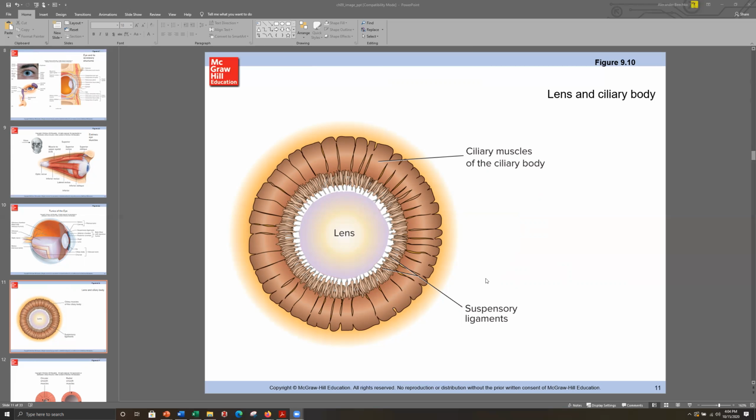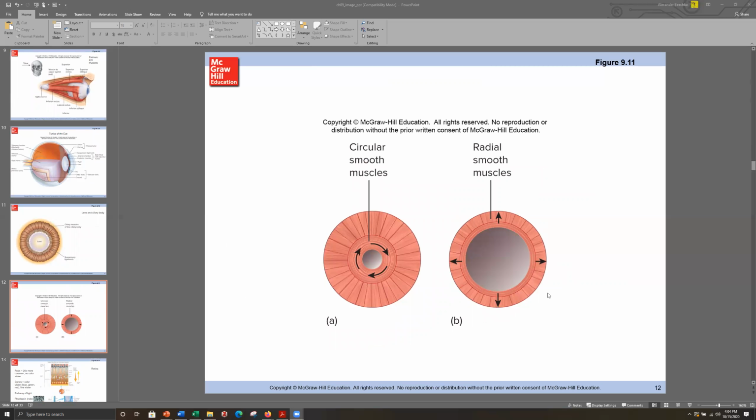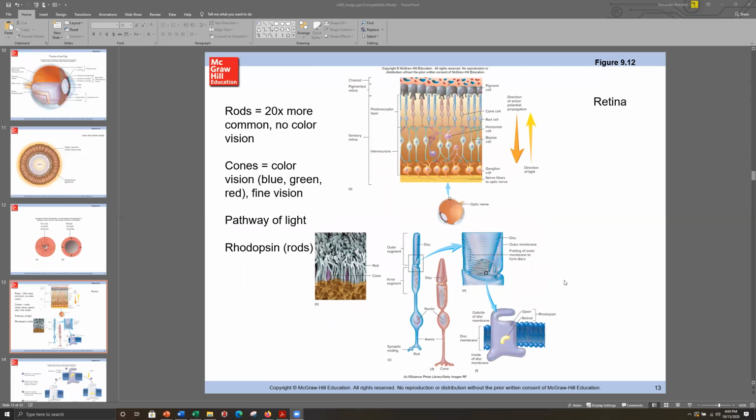And we'll describe what that means here in a sec. We have different ways of constricting the smooth muscle of the eye as well. So we have circular smooth muscles and radial smooth muscles that will constrict or relax the iris. Okay, I'm sorry, the pupil. And so they're operated by different parts of the nervous system as well. The sympathetic nervous system contracts the circular smooth muscles, and the parasympathetic system contracts the radial smooth muscles to allow the pupil to dilate.